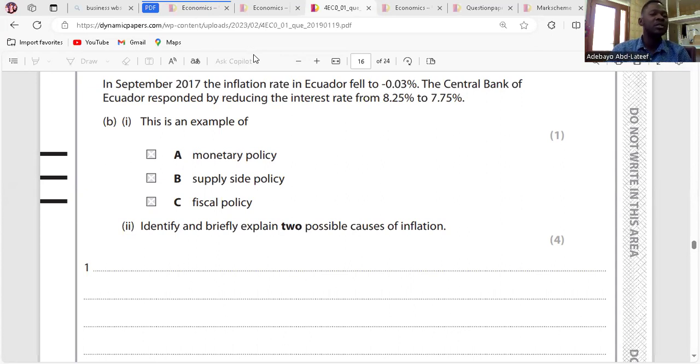We say monetary policy is the use of interest rate, foreign exchange rate, or money supply by government to correct the economy or to manipulate the economy. That is what monetary policy is about. So I think that point is clear. So the first answer for B1 is A. Now move on.